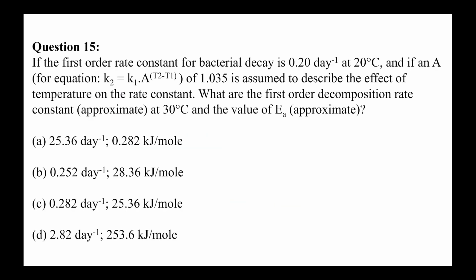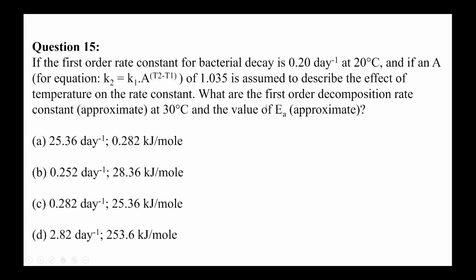Question number 15. If the first order rate constant for bacterial decay is 0.20 per day at 20 degrees Celsius, and if an equation K2 is equal to K1 A raised to the power of T2 minus T1, for A as 1.035, is assumed to describe the effect of temperature on the rate constant. Okay, so the value of A is given in this particular equation, K2 is equal to K1 A raised to the power of T2 minus T1.